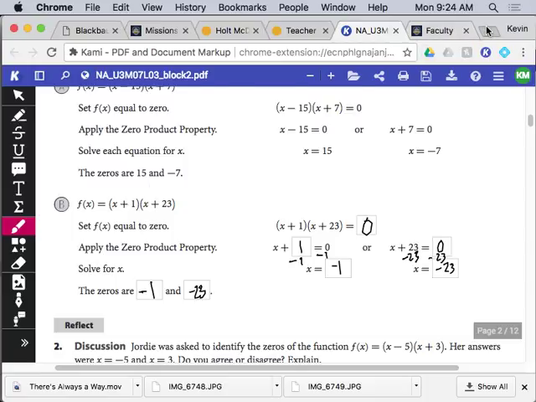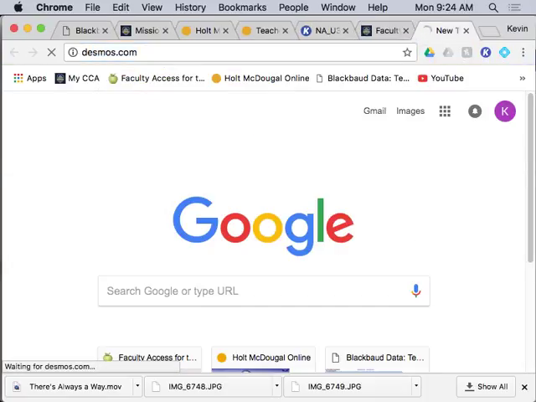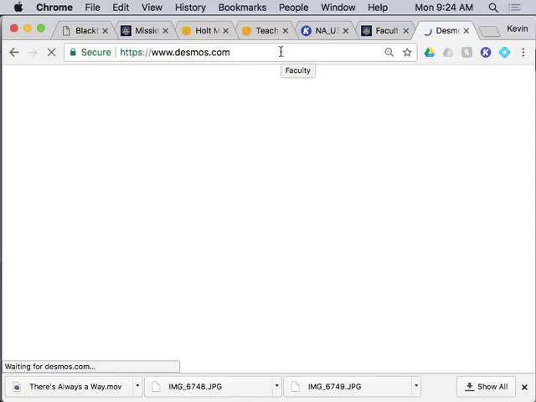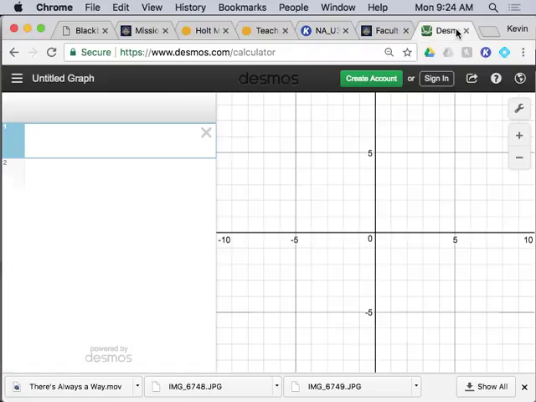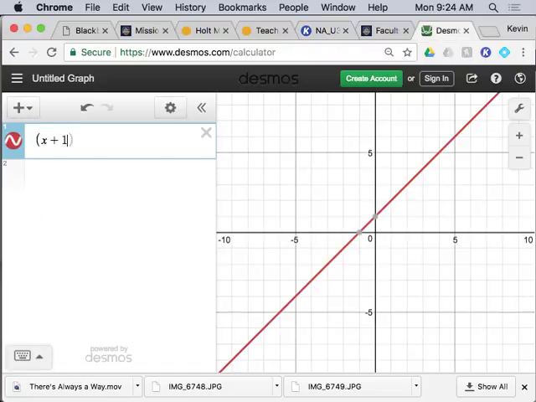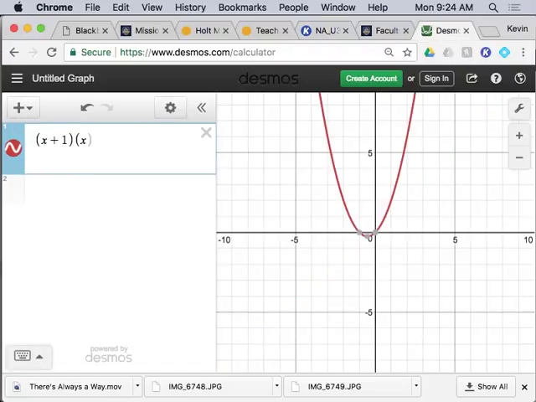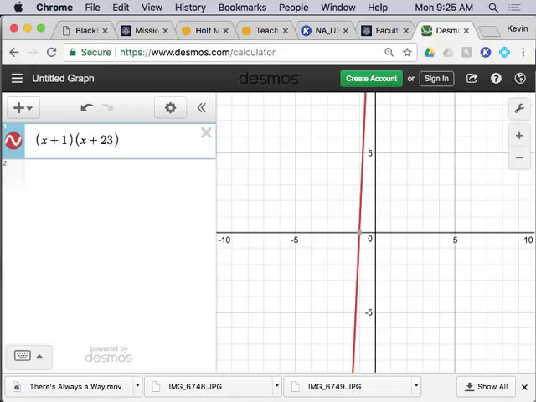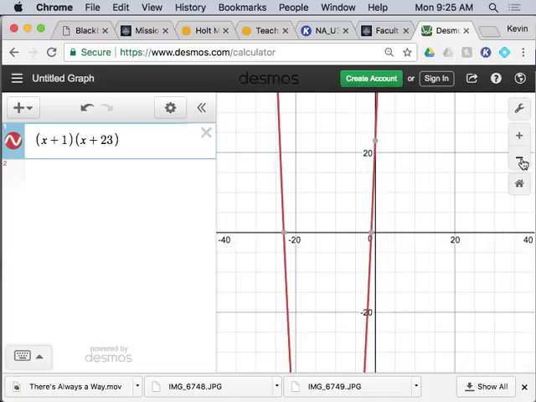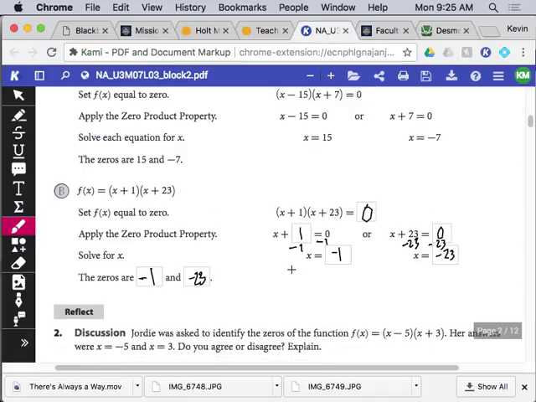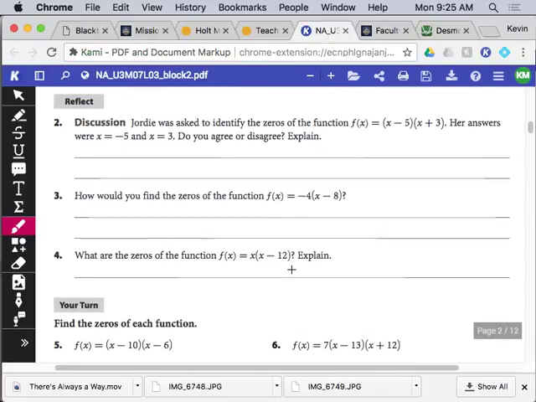And just so we can confirm this visually, remember the zeros of the function are where the function is equal to 0. So if I were to plug in x plus 1 times x plus 23, well, we see one here is at negative 1. I got to zoom out to see the other one here at negative 23. So there's the zeros of the function. All right. This is a good one.